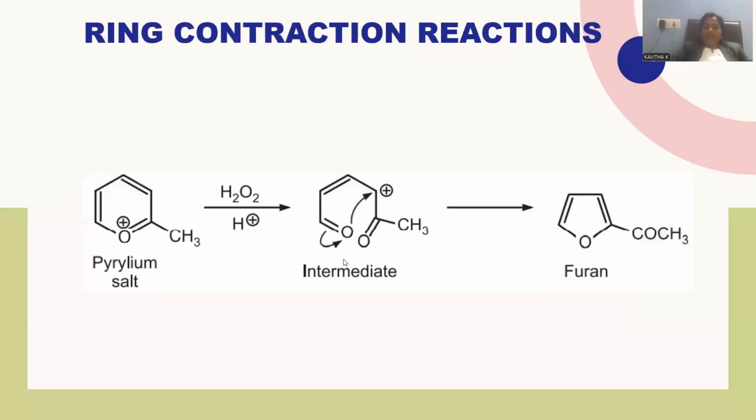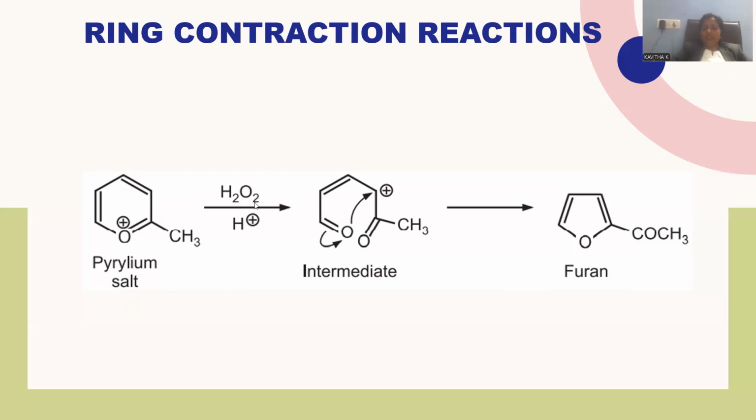Now let me explain another possibility called ring contraction. Ring contraction stands for making the higher to lower, that means a 6-member ring system transformed into a 5-member ring system, that is called ring contraction reaction, right? So here I'm taking a pyrylium salt, a kind of oxygenated pyridinium salt. It is not pyridine, it is the oxygen heteroatom, so let me pronounce pyrylium salt. Pyrylium salt was taken, treated with H2O2, hydrogen peroxide.